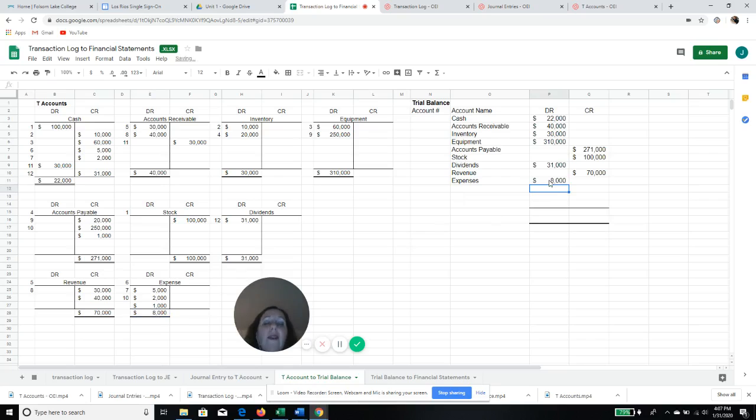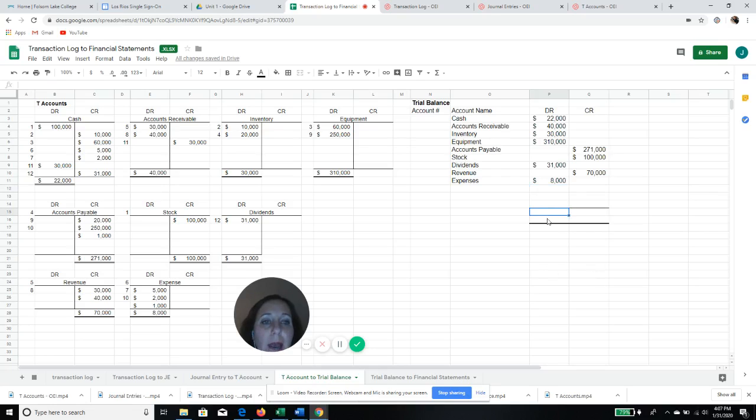Okay. I've entered all of my account balances, and you can see it's nice. I can see exactly what my ending balance is for each account right in one place. But the last thing I need to do is add up my debits and add up my credits. This is one of the awesome checks we have in accounting. Our debits must always equal our credits.